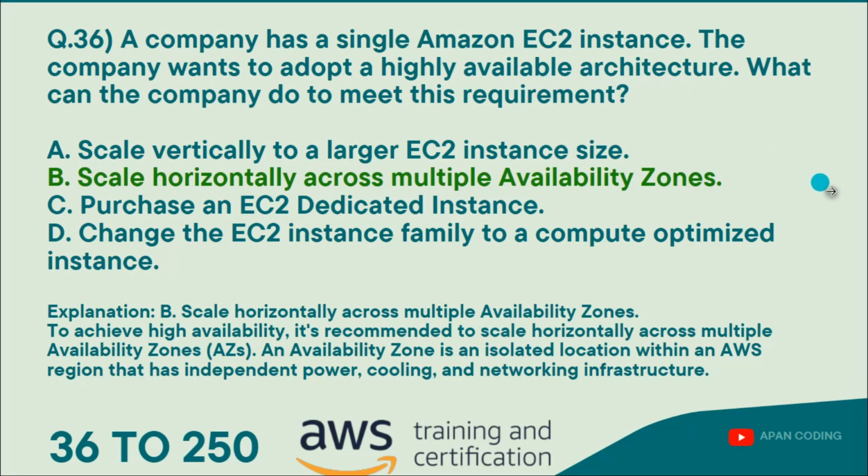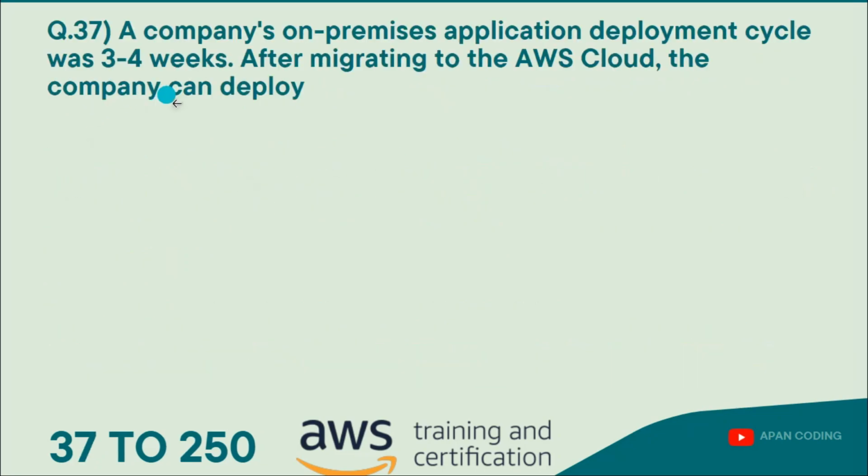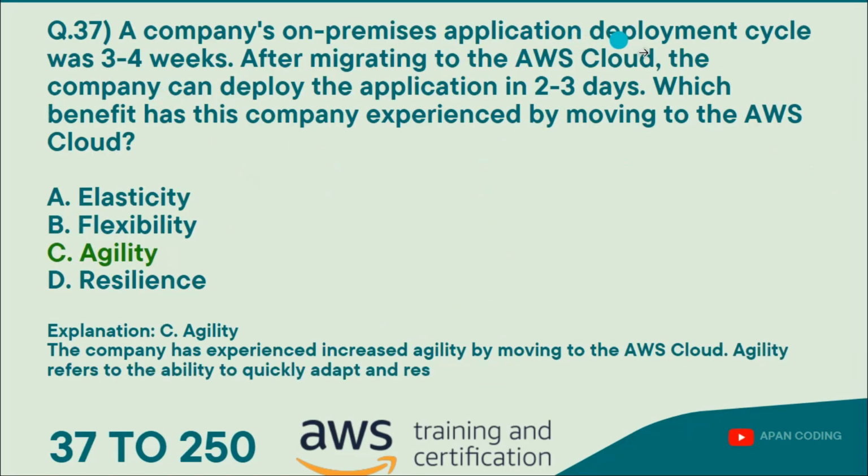So now move on to the next, friends. We will see question number 37. A company's on-premises application deployment cycle was 3 to 4 weeks, but after migrating to the AWS cloud, the company can deploy the application in 2 to 3 days. So very different, friends. It doesn't take too long. Which benefit has the company experienced by moving to the AWS cloud?